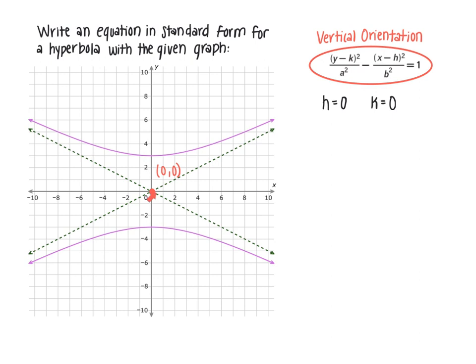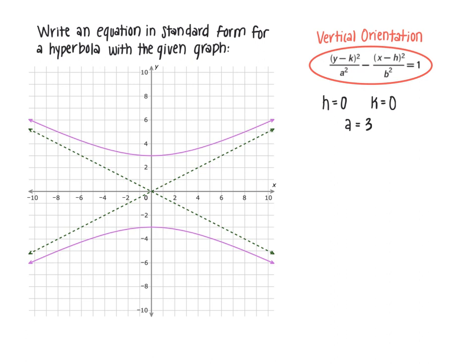I also know if I look directly below and directly above the center, I have my vertices. And we also know that the distance between both of your vertices is 2 times a. So if I find that distance and divide by 2, I can find what a equals. Fortunately, because they gave us the graph, I can just count from one vertex to the next. So I have 1, 2, 3, 4, 5, 6. The total distance between both vertices is equal to 6, and if I divide that by 2, I know that a equals 3.